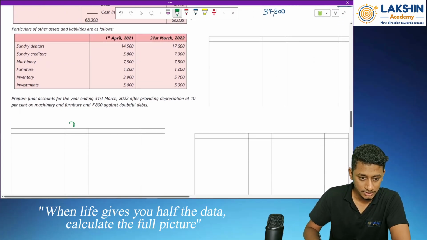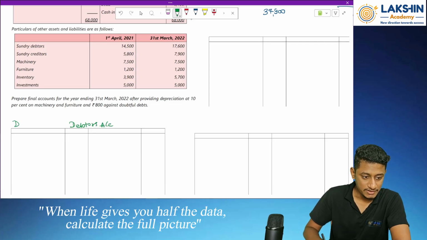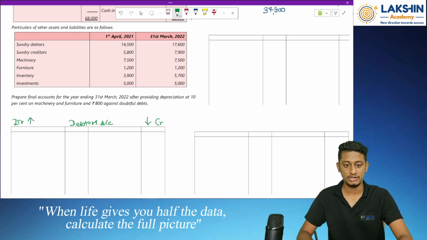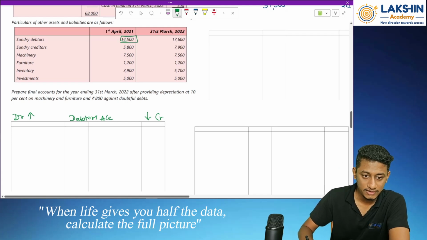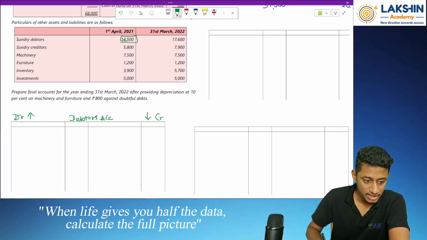So let's prepare the debtors account first. Anything on the debit side will increase the value, anything on the credit side will decrease the value, because debtors account is an asset account. The opening balance of debtors is given to us, that is 14,500. So 14,500 will come on the debit side. Again, I won't repeat why.